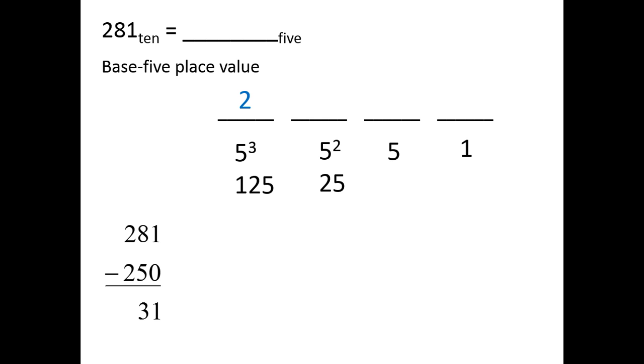Well, let's look at the 25s. We're going to go for the largest group we can find next. There's one group of 25 in the 31. That would leave us with 6 more. Now we've got groups of 5 to try to find, and there's one group of 5 in the 6, and that leaves us with 1 left over. So 281 base 10 is the same thing as 2111 base 5.